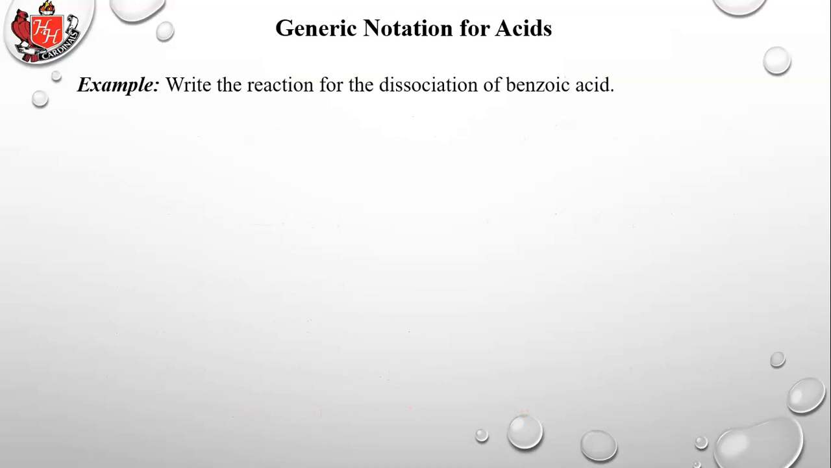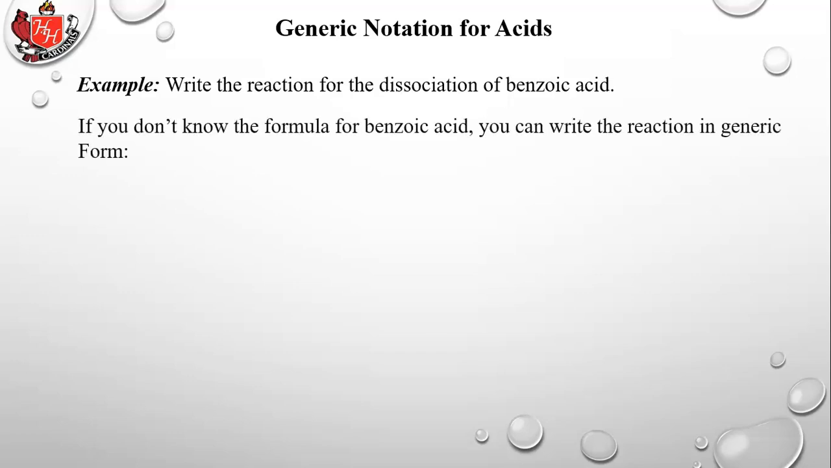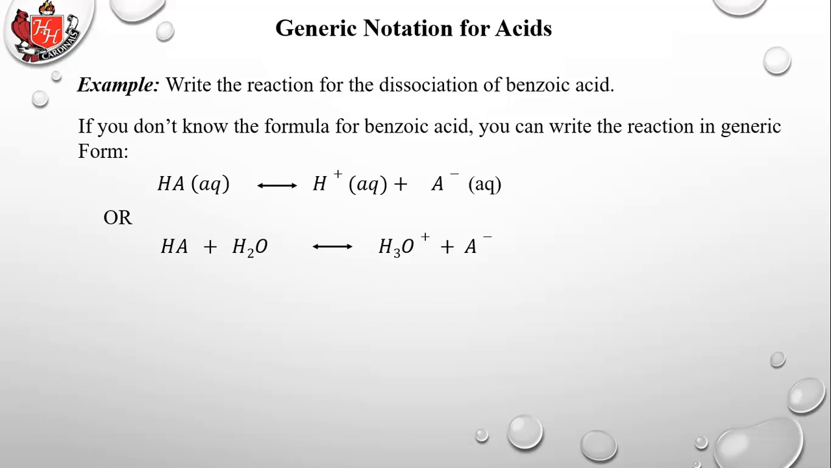Example, write the reaction for the dissociation of benzoic acid. Say, I don't know what benzoic acid is. I don't know what its formula is. All I know, if it's an acid, it must have a proton that's going to dissociate. So if you don't know the formula for benzoic acid, you can write the reaction in generic form. HA produces H plus A minus. That's the short form. Or HA plus H2O produces H3O plus A minus. You don't even have to know what the rest of that benzoic acid molecule looks like. You just know it's something, and you're just going to call that A.